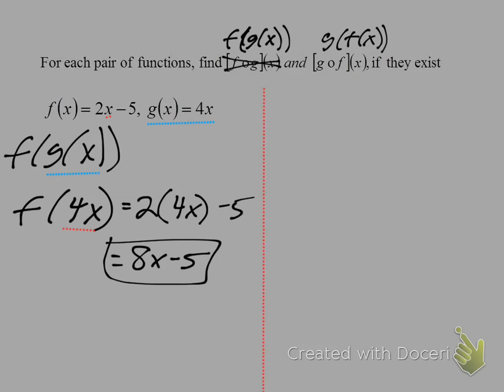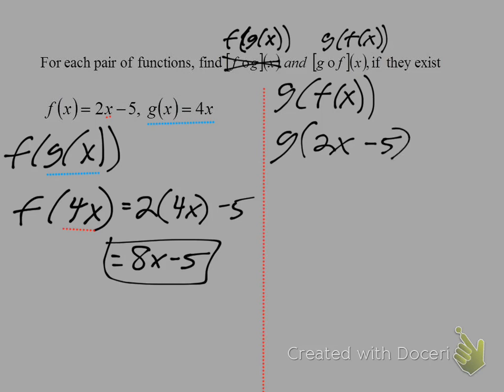Okay, let's go the other way. It won't be the same, because you're plugging a different function in the other way. Same steps. g of f of x. What's f of x? 2x minus 5. So now you're taking 2x minus 5 and plugging it into g. See the difference? You always start these inside out. When you do f of g of x, you take g of x and plug it into f. When you're doing g of f of x, you take f of x and plug it into g. Inside out, people.